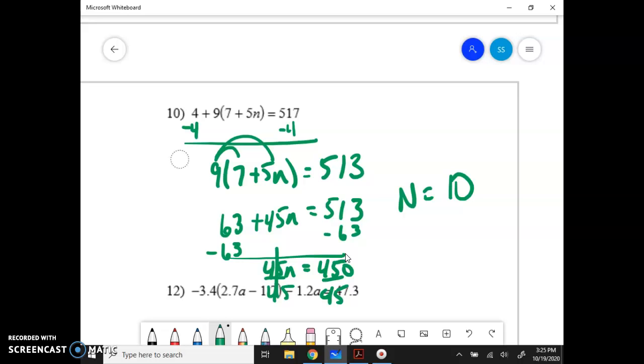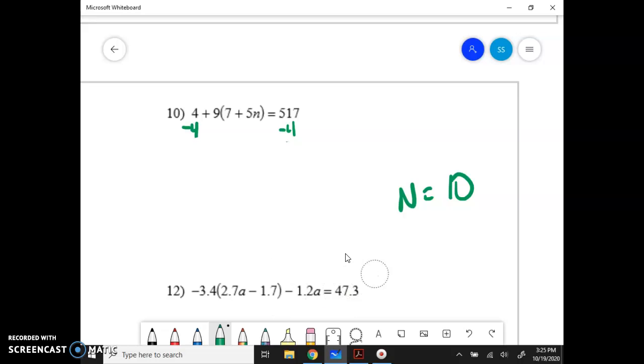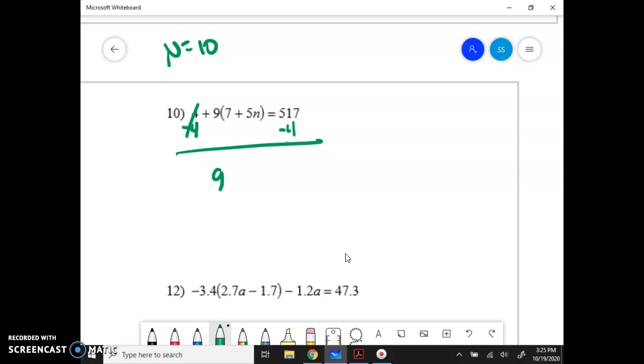All right, let's pause at this step here. We're going to show a different way to solve this problem. Let's remember that the answer was equal to 10. Let's solve it a different way. Okay, if I go ahead and cancel this out, I'm left with 9 times 7 plus 5n is equal to 513. I can stop at this step and I can just go ahead and divide both sides by 9.